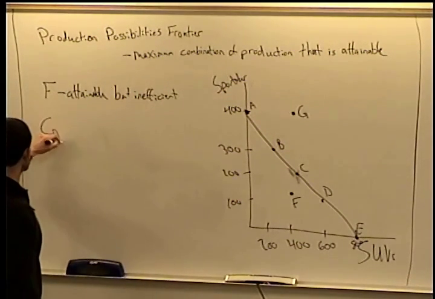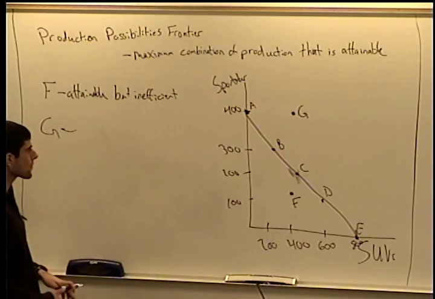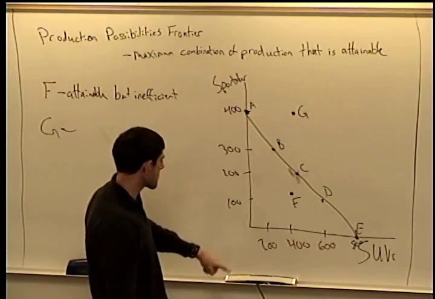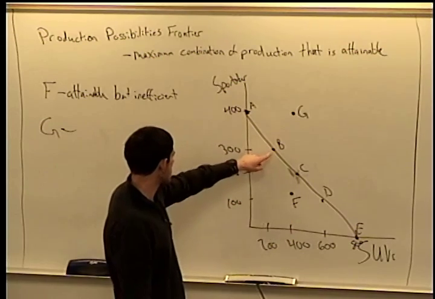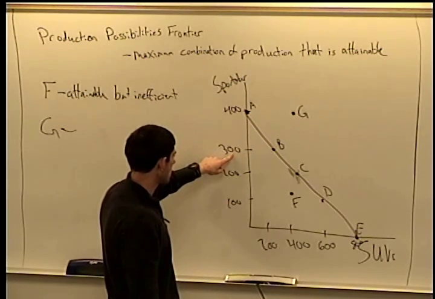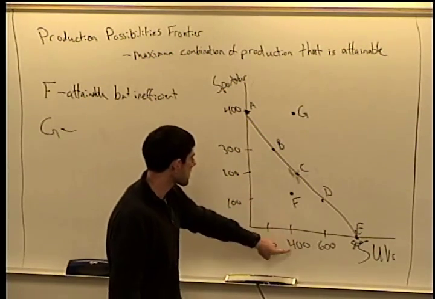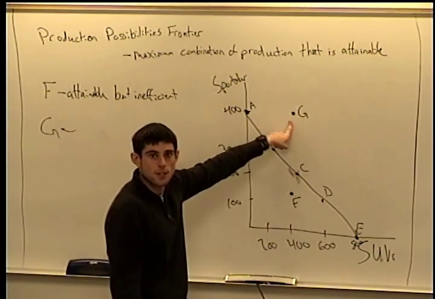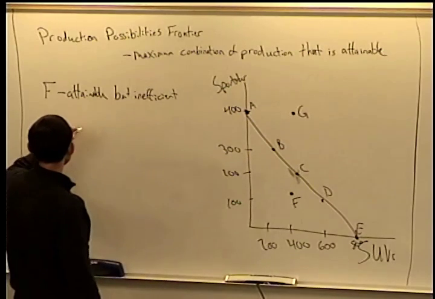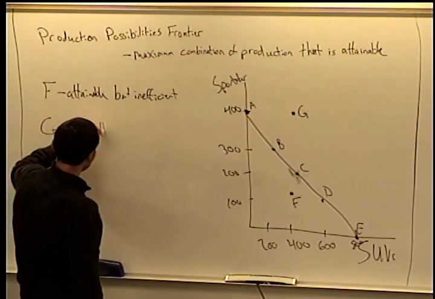Okay, what about point G? Well, if the maximum amount that we can produce is 400 SUVs and 200 Sportsters, then obviously we can't produce 400 and 400. Okay, so point G is unattainable.